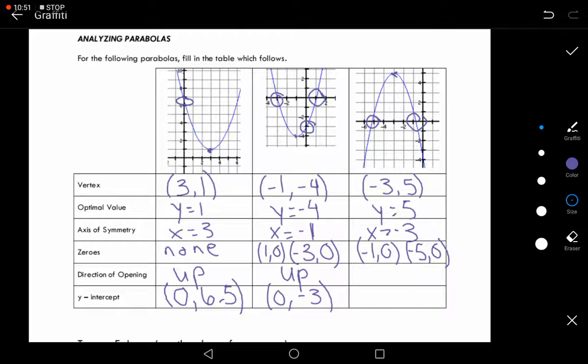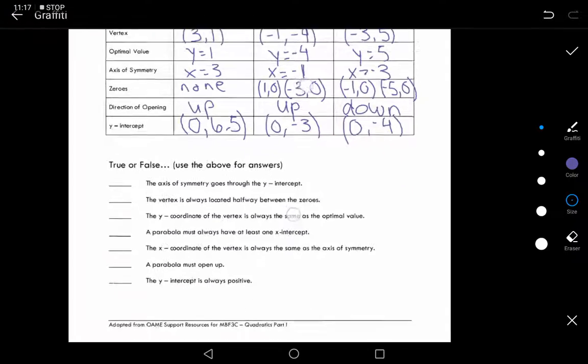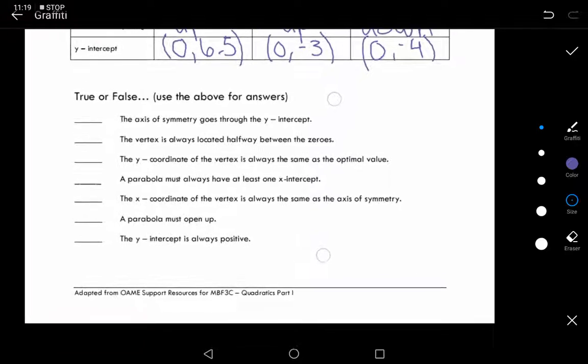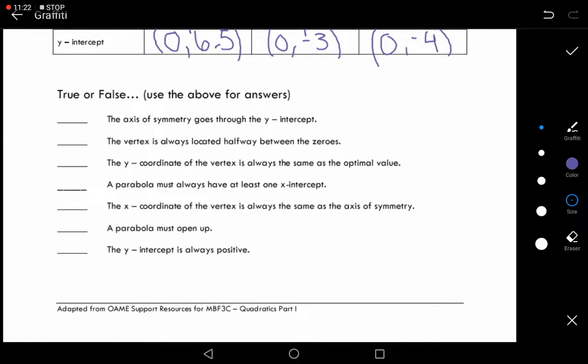Okay, what way are we opening? Well, as you can see, we have a highest point here, so we're opening down. And do we cross the y-axis? We do. We cross at approximately this point, so that coordinate would be 0, -4. So you should be able to look at a graph and come up with all of this information simply from that graph.